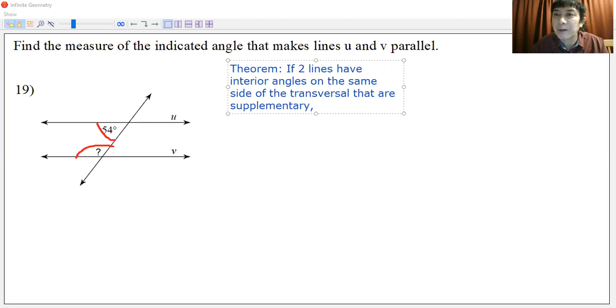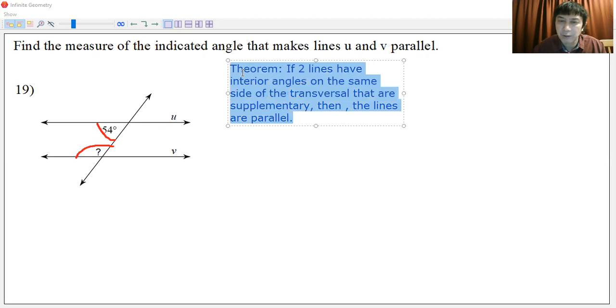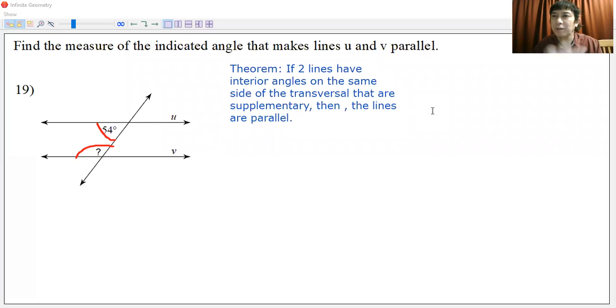Okay, then the lines are parallel. There. Let us have it copied there, so we can just paste it in the next problem, because these are in groups. The remaining problems will be all interior angles on the same side.